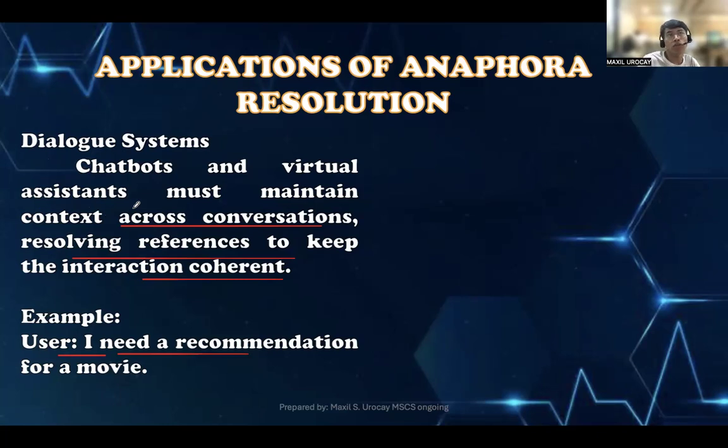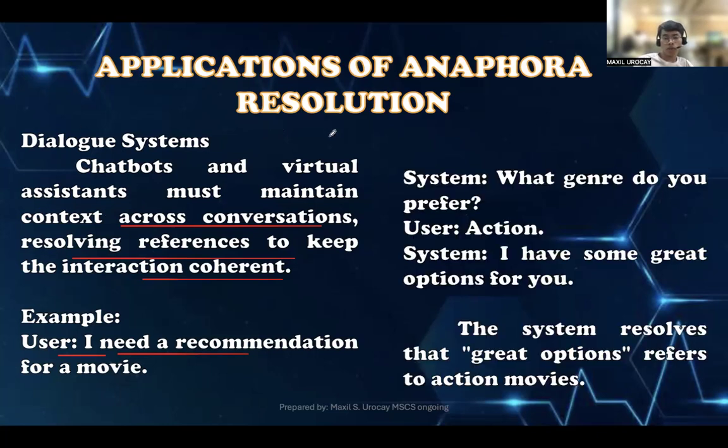Say, for example, you're trying to utilize some chatbots, since that is one of the trends nowadays, such chatbots in messenger applications or any applications that you can utilize. They have this kind of approach. So the system will ask you what genre you prefer. The user will say action. So the system will say, I have some great options for you. The system resolves that great options refers to action movies.